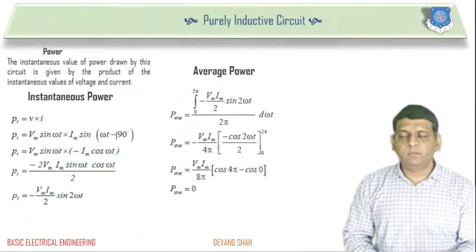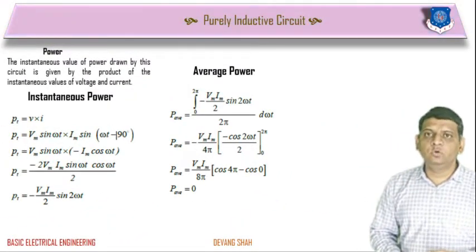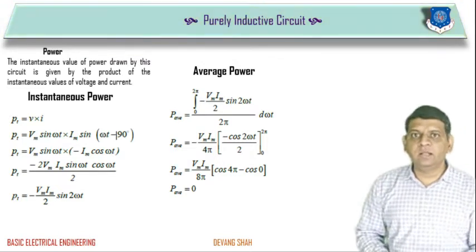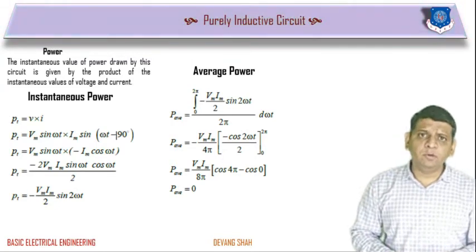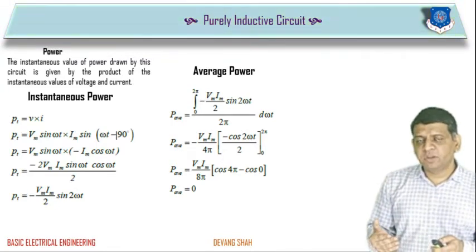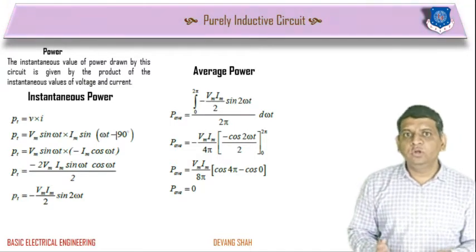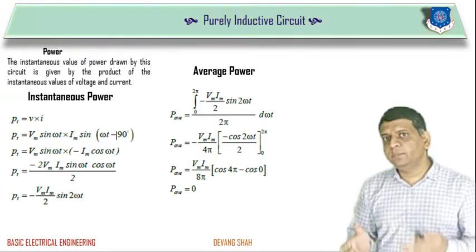Now our point number 3 is the power calculation. P is equal to V into I, where Vm sin omega t into Im sin(omega t minus 90). Now you convert into cos term, and you can find the instantaneous power. P is equal to minus Vm Im into sin 2 omega t. Now this is only one term. This is not the case as in the purely resistive circuit.